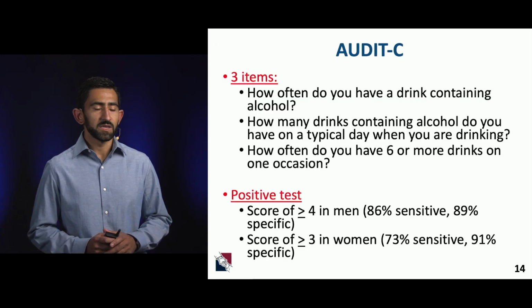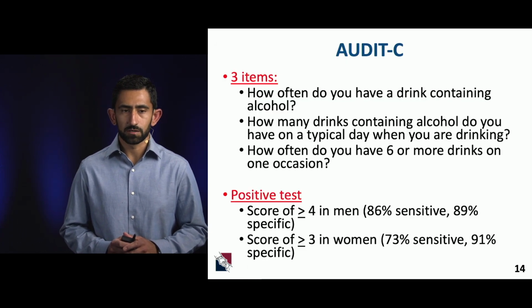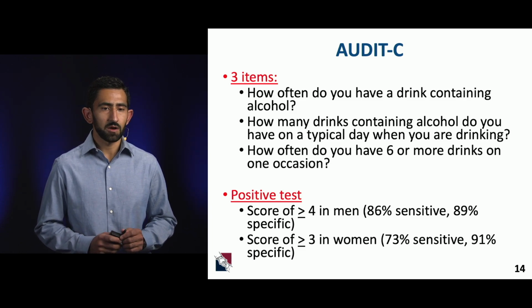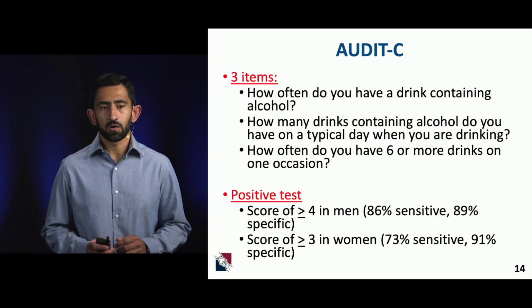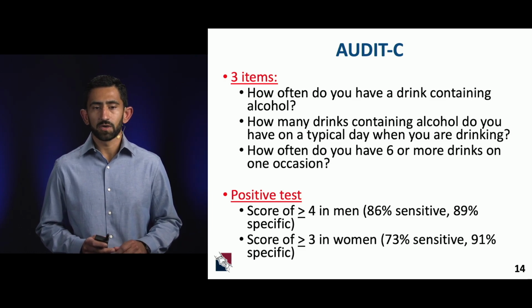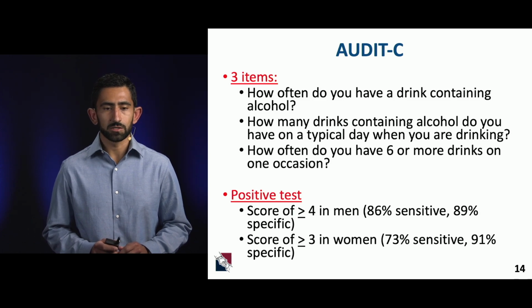The AUDIT-C is a 3-item abbreviated version which asks the patient 3 questions. How often do you have a drink containing alcohol? How many drinks containing alcohol do you have on a typical day when you are drinking? And how often do you have 6 or more drinks on one occasion?